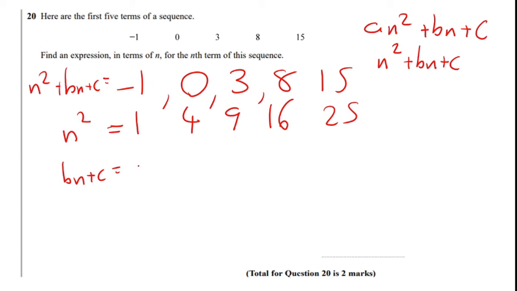Let's see what the rest of it is. -1 minus 1 is -2. 0 minus 4 is -4. Okay, 3 minus 9 is -6. 8 minus 16 is -8. And 15 minus 25 is -10.